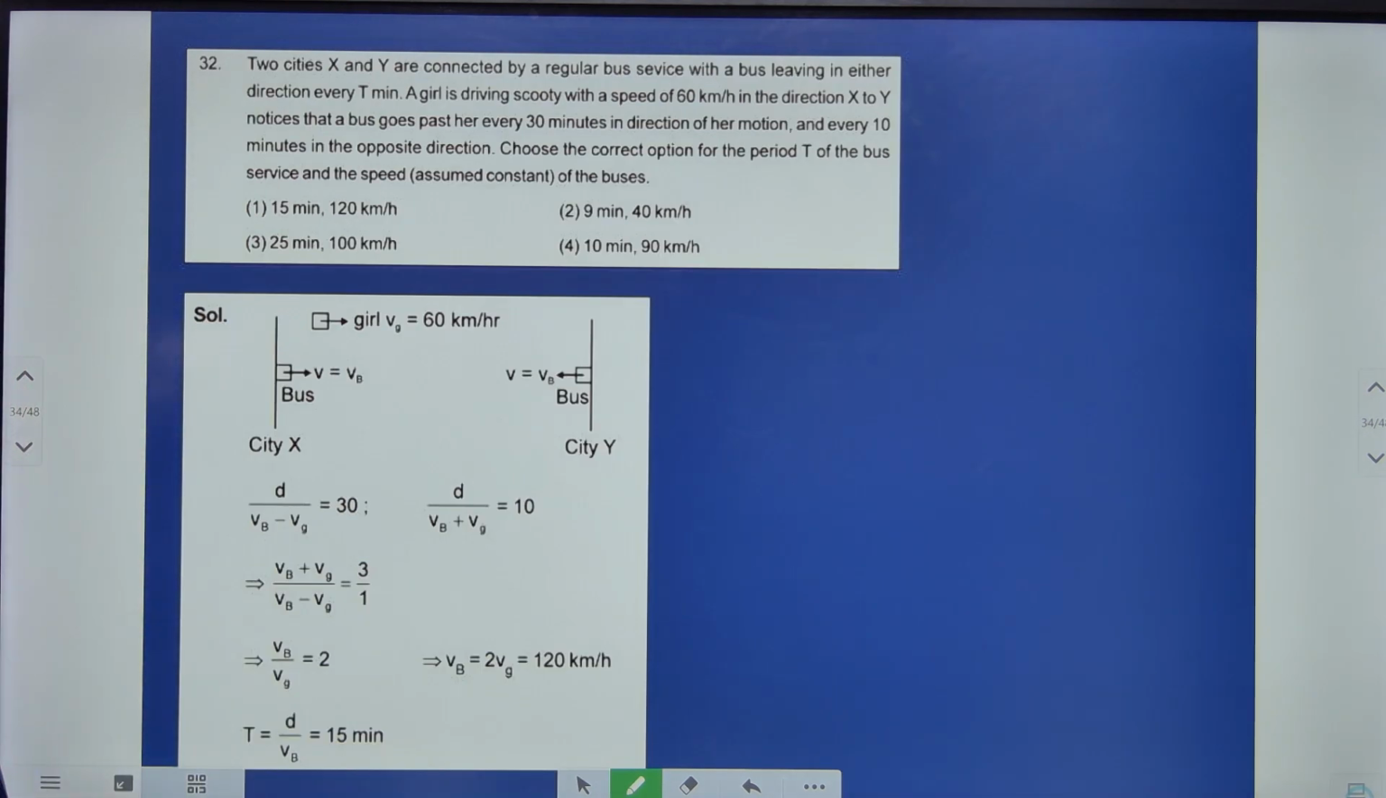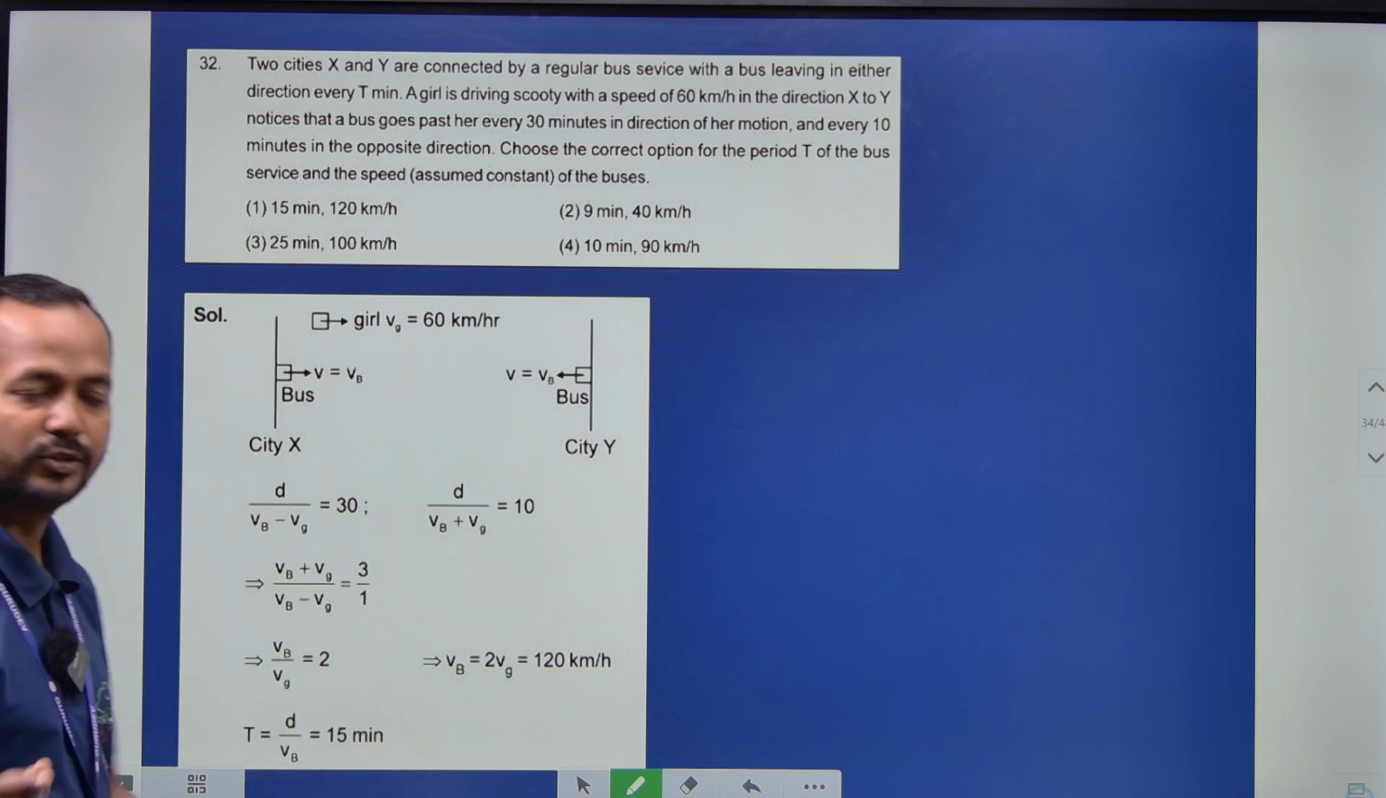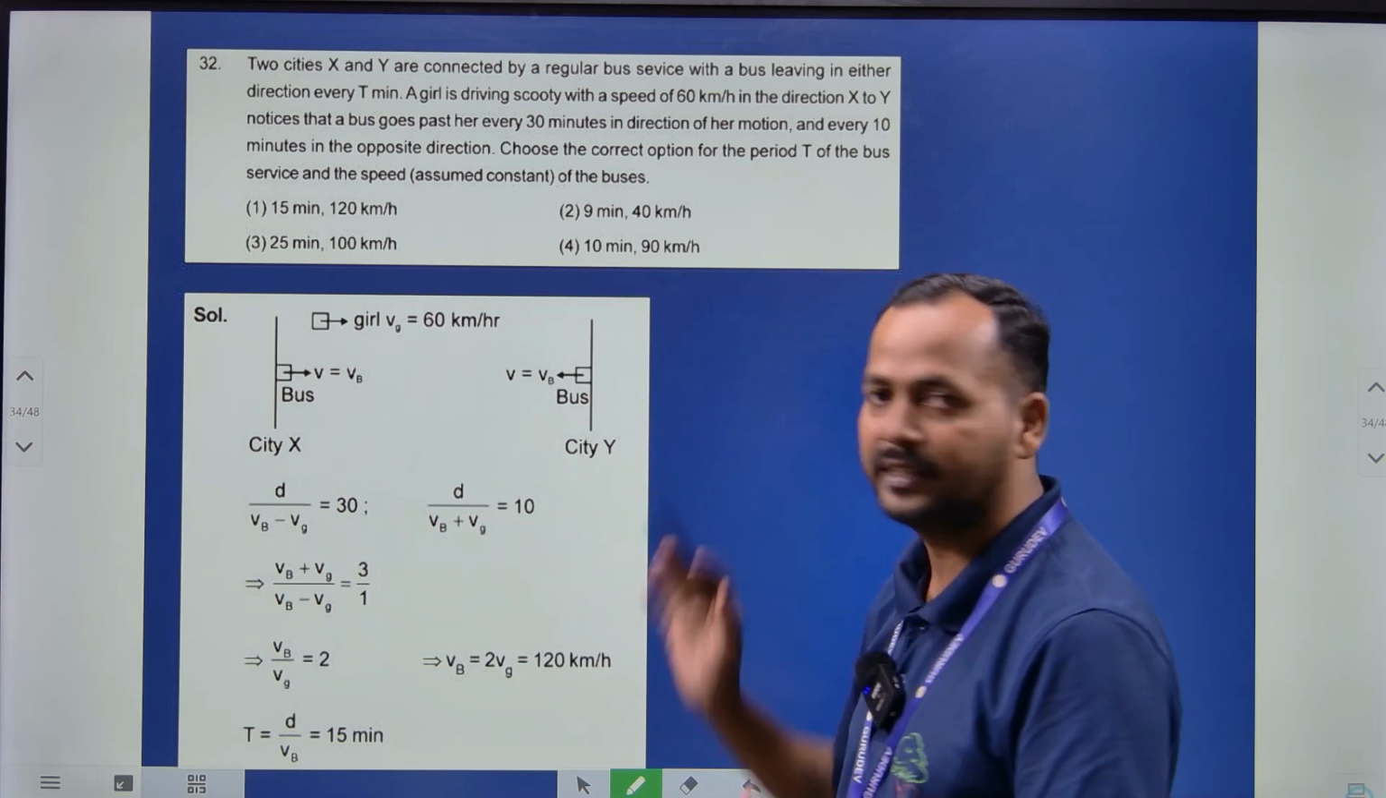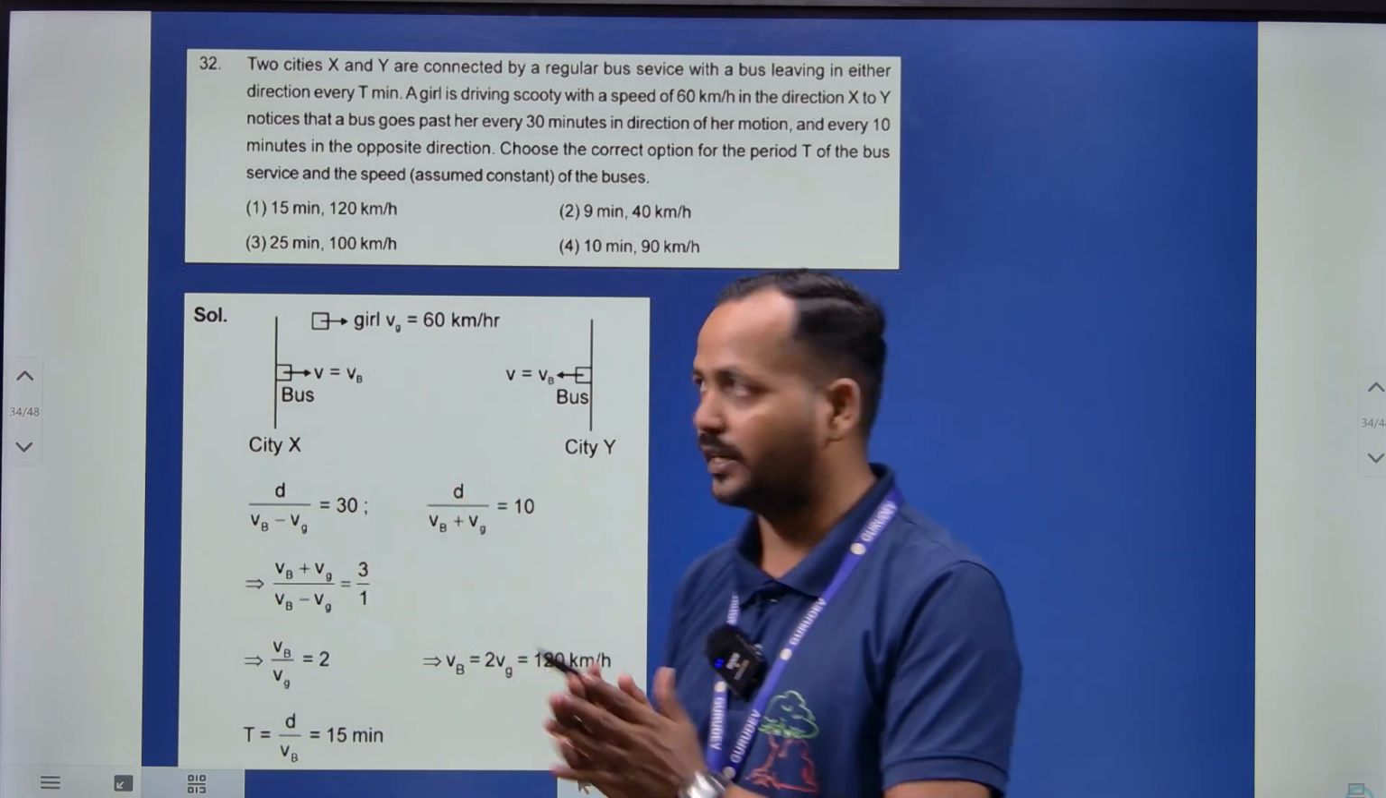नेक्स्ट 32. There are two cities X and Y are connected by a regular bus service with a bus leaving in either direction every t time. यहाँ पे बस सर्विस जो दिया गया है बिटवीन टू सिटीज, वो एक X सिटी है और एक Y सिटी है. इन दोनों के बीच में बस सर्विस होता है, ठीक है.